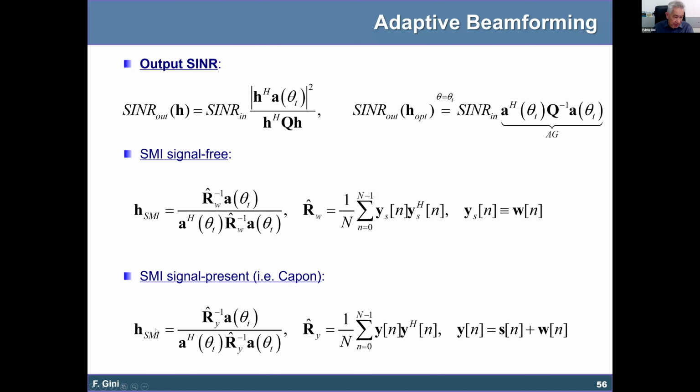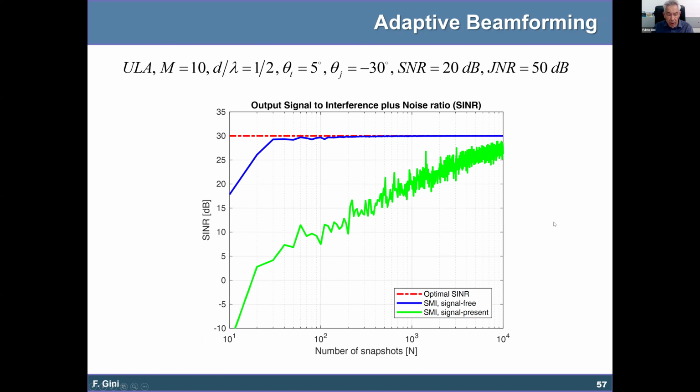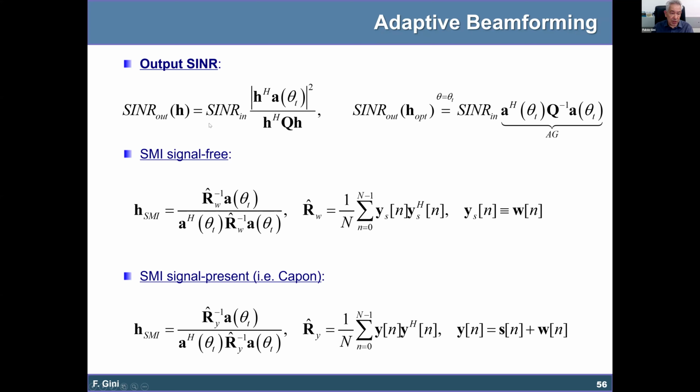So that's why I use the same subscript here. But there are two scenarios. The case where we can estimate the disturbance covariance matrix, and the case where we can estimate only the signal plus disturbance covariance matrix. Now, if you plot the output signal to noise ratio, which is given by this expression here, you can calculate the signal to noise ratio of the output for this and this by plugging in H. So you have to replace H with this or this.